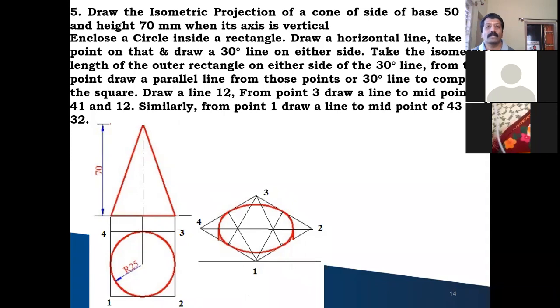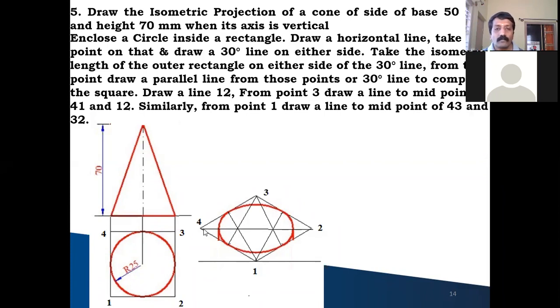So how to draw the ellipse? This is the third or fourth time we are drawing this ellipse. So how to do it? It's a 4 center method. You have drawn one diagonal, so 4 to 2. You have joined 4 to 2.